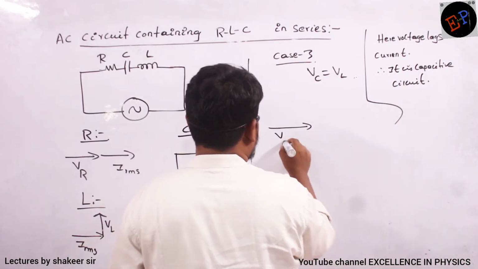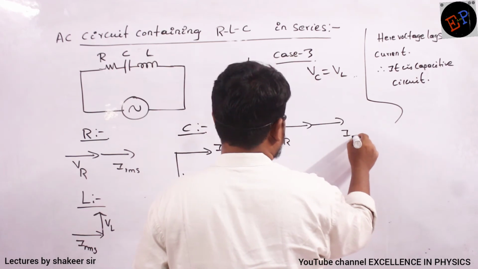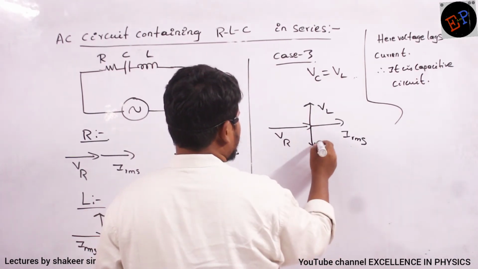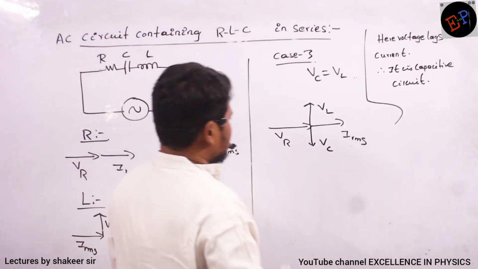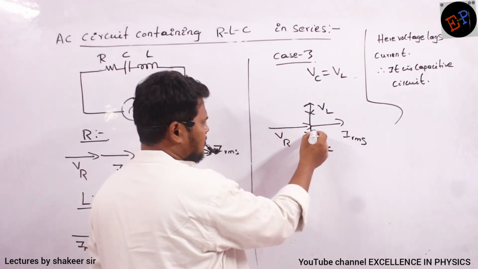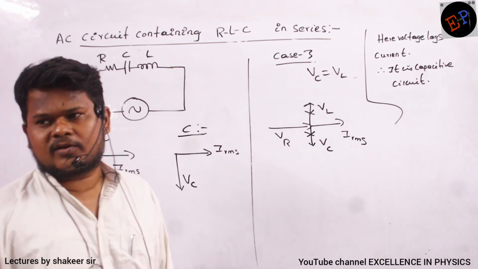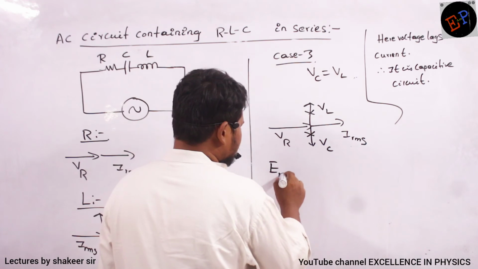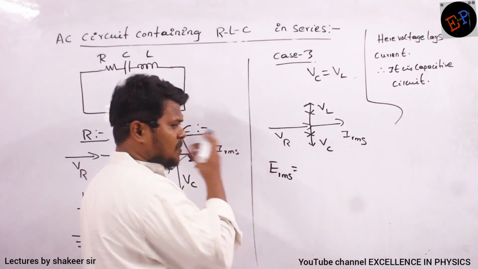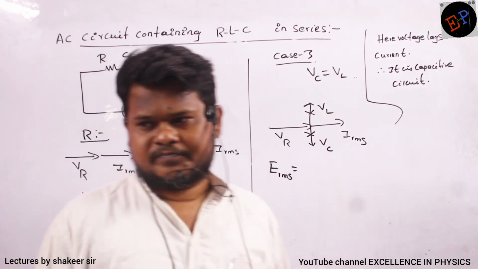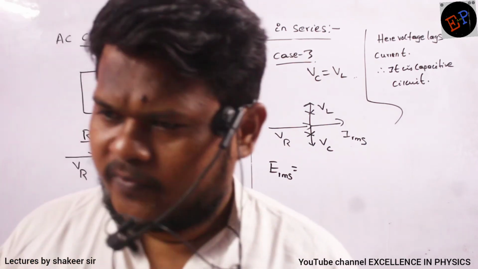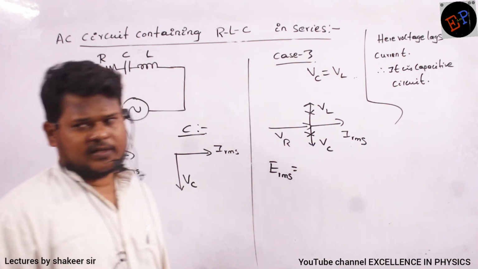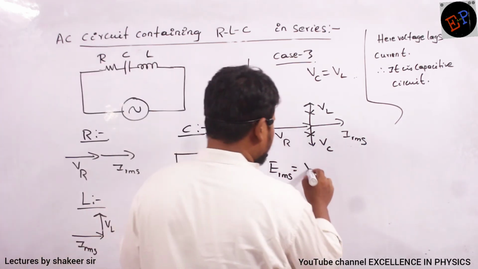So this is VR, this is IRMS. Clear? This is VL and this is VC. So definitely both of them will get cancelled, no? Because they are equal. If both of them are equal, then can you say what the supply voltage is? VR only. Only the resistor consumes potential in this condition. So ERMS is nothing but VR.